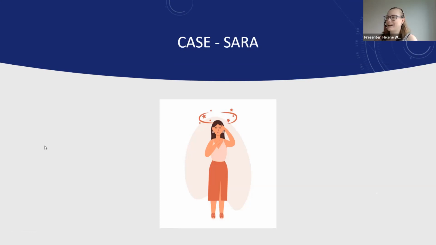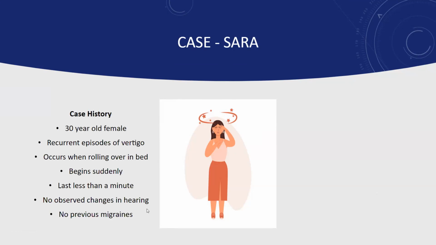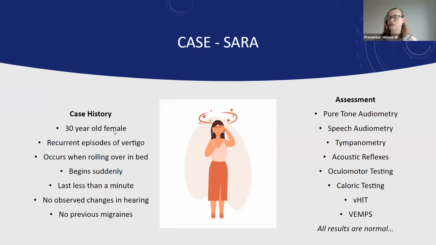So we've got Sarah here. She's come into the clinic because she's had recurrent episodes of vertigo that have occurred when she's rolled over in bed. You happen to be at the University Clinic in Melbourne, and you do this amazing bank of assessments, which you may or may not have access to at your clinic, and they're all normal. So, given the fact that she has indicated that she seems to get symptoms with changes in position, we're thinking, I wonder if it's BPPV.